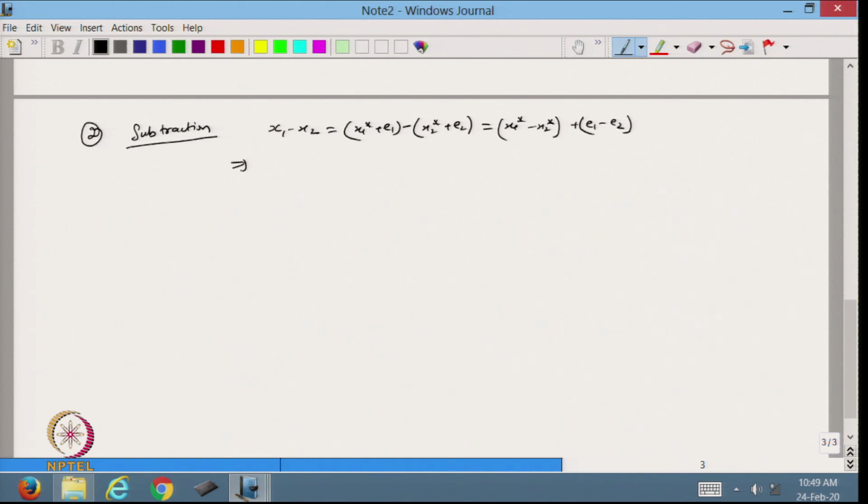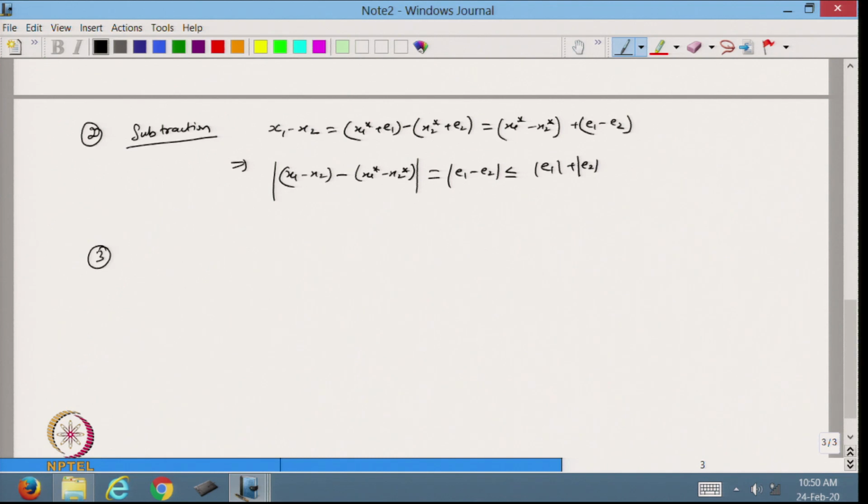So from here I can write x1 minus x2 minus x1 star minus x2 star. So in this case I am taking the subtraction of two numbers. So this will be equal to E1 minus E2. So by the triangle law it can be written as E1 plus E2. So it has the upper bound for the subtraction, similarly to what we have seen in the case of addition. So that is the absolute error in this case.